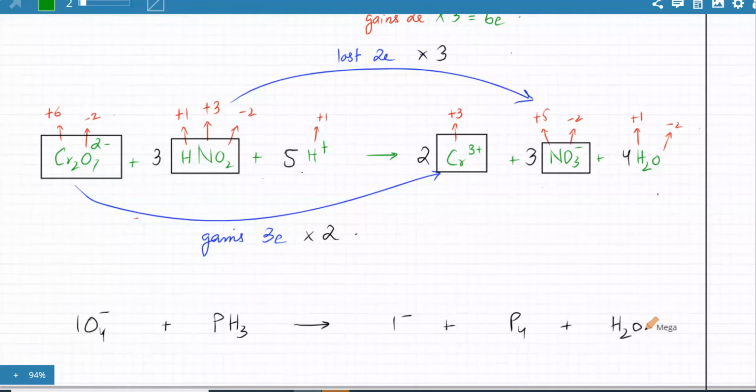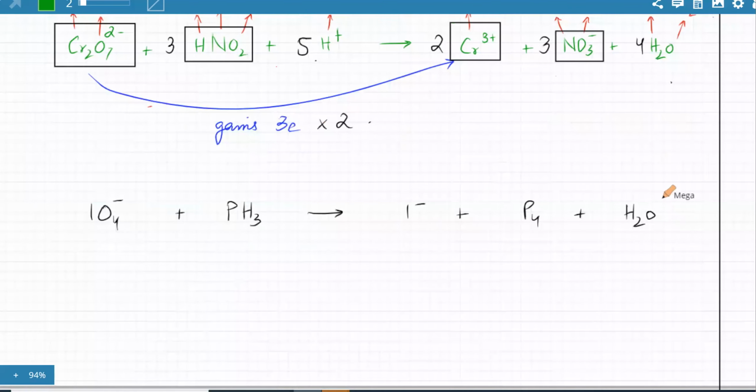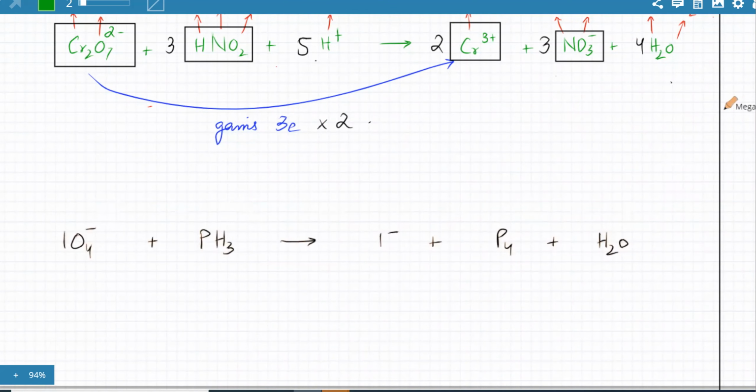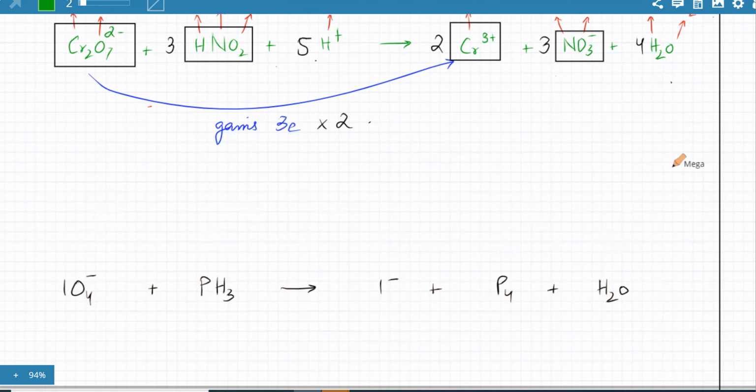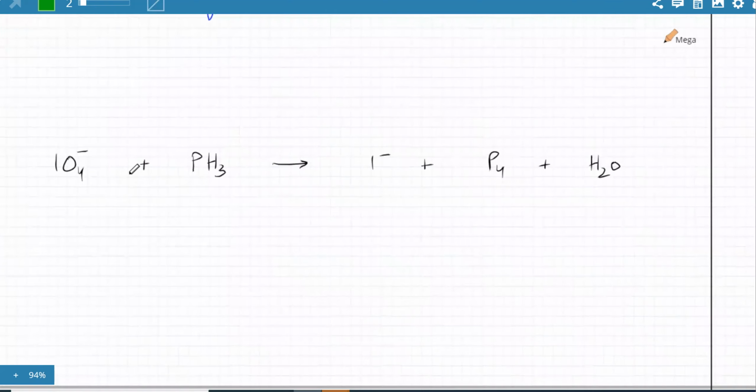So I've copied it. Here's the equation. So here's my reaction. Everything would be done the same way. The first thing is you have to figure out the oxidation states. Can anyone tell me what the oxidation state of I over here is? I mean, O, that's -2.